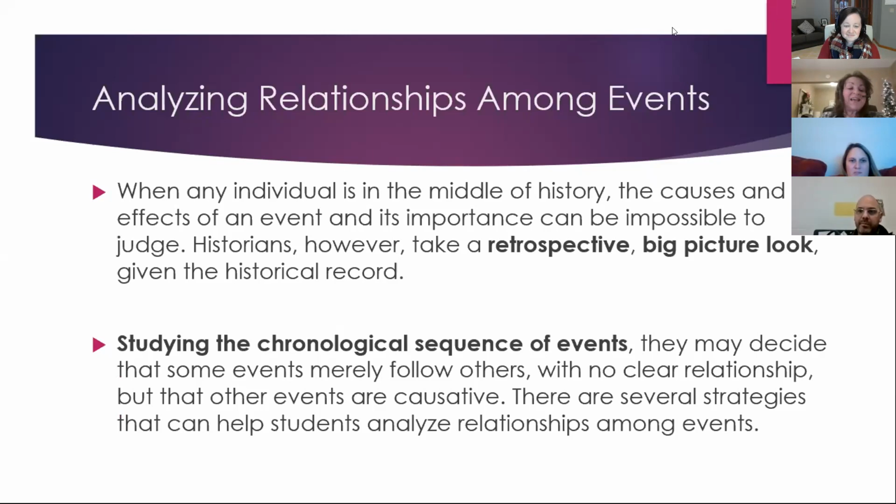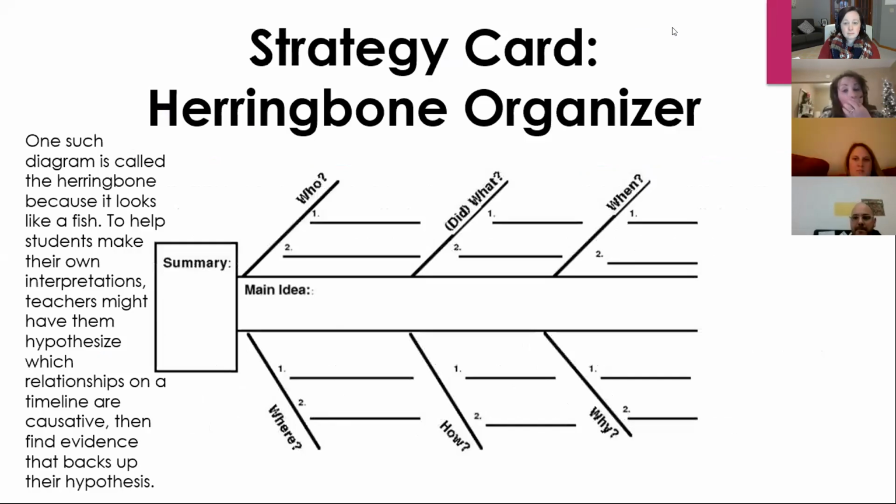But many times we look so much at isolated pieces of history, we don't give kids a chance to really look at things like this. And we can't learn from history if we're not learning how things are causing and affecting. One strategy for this is the herringbone or fishbone. It's called all sorts of different things. So they can make their own interpretations.